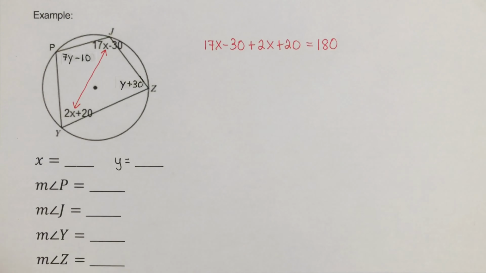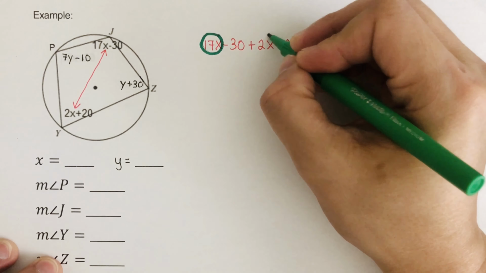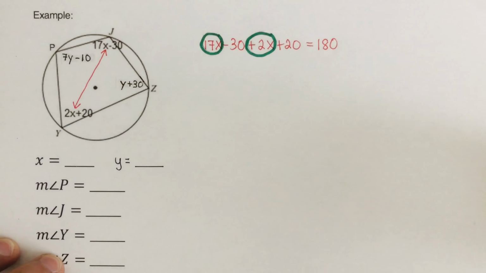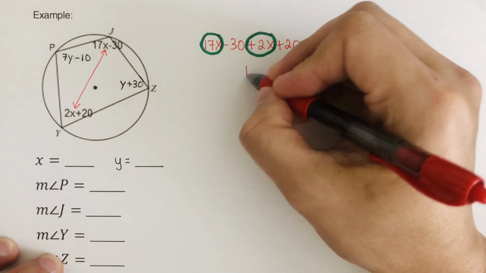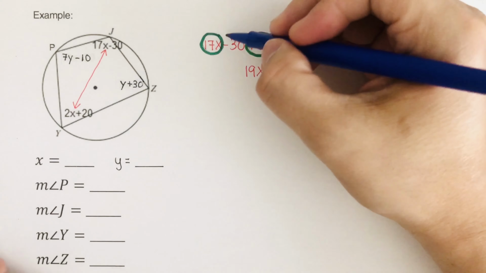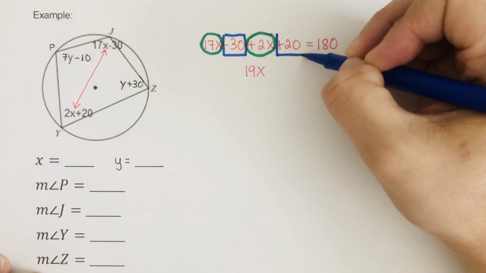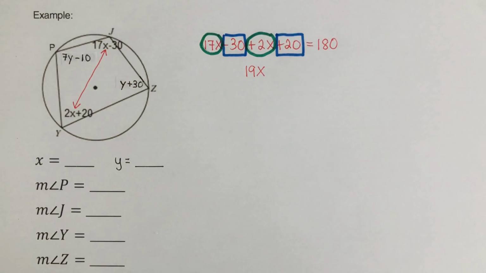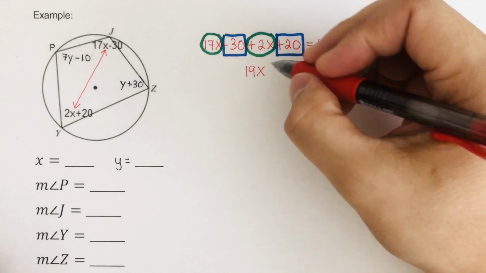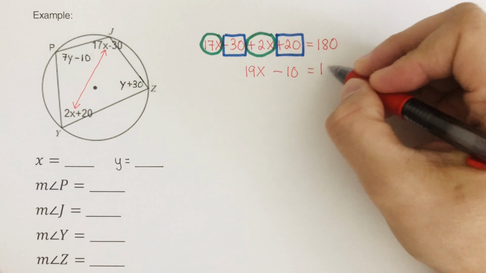From here, I am going to combine like terms. So 17x and 2x combined would come out to 19x. Then I am going to combine the constants, negative 30 plus 20, and that would give me a minus 10. So that is 19x minus 10 equals 180.